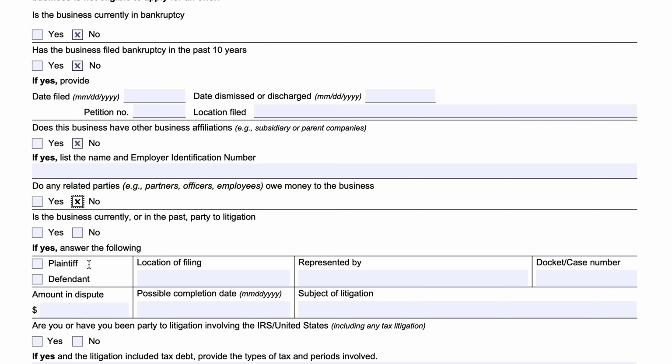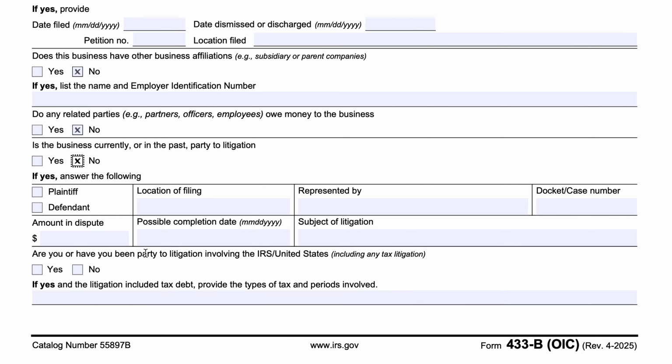So, was it the plaintiff or a defendant? Where was the lawsuit filed? What was the subject? And again, this would be good background information for the IRS to understand if you're still paying out for a lawsuit that's already been recorded. That would be a different situation than if you have a clean history of taxes.